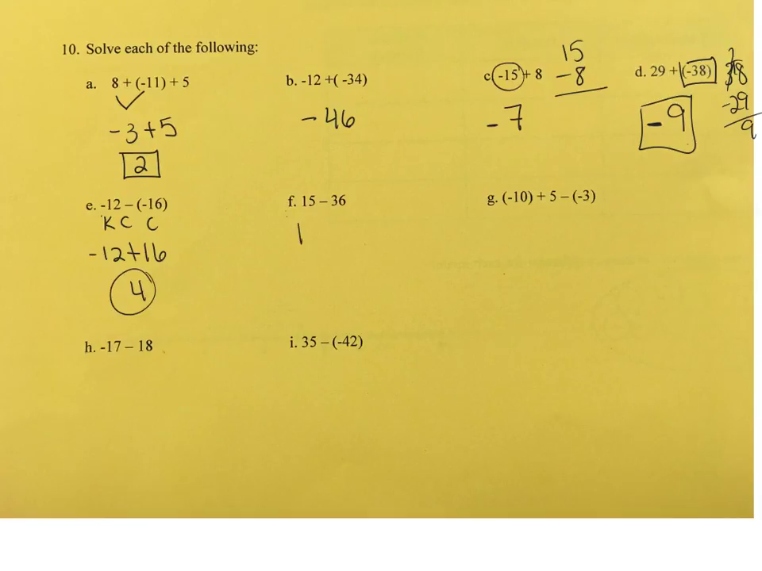So here we go again, keep, change, change, 15 plus, this is a positive 36. We're going to change it to a negative 36. So then I have to think in my head, okay, different signs. I have to subtract them. So 11, 21. So you will have a negative 21.